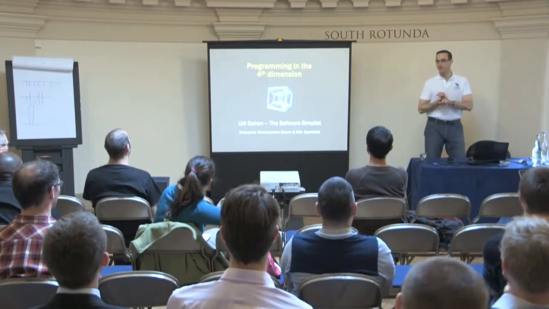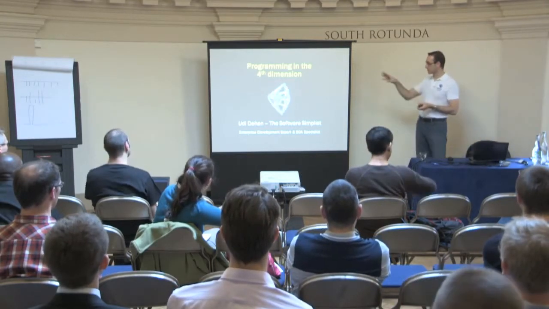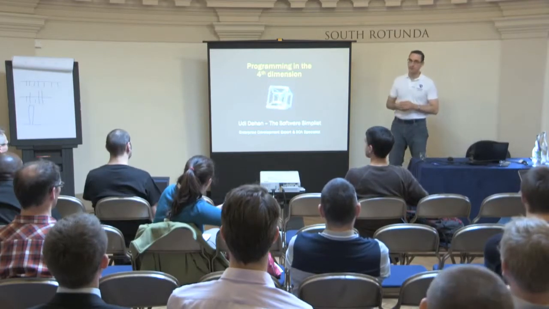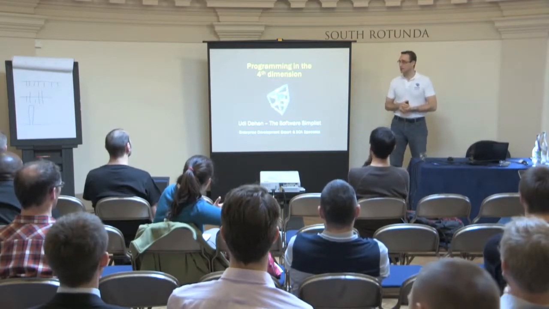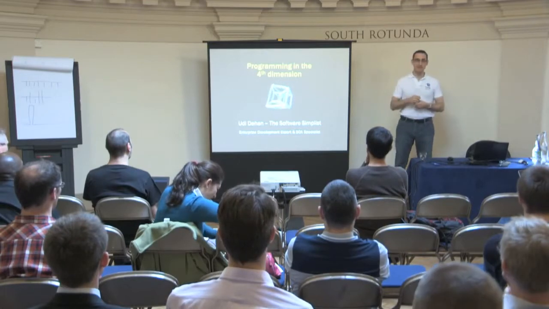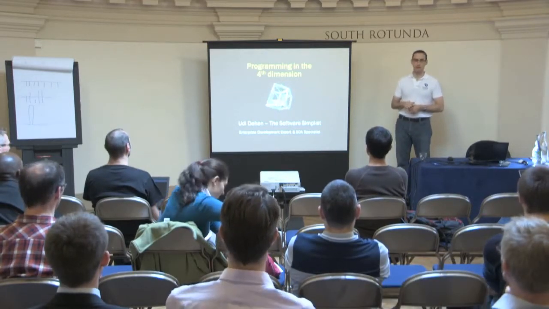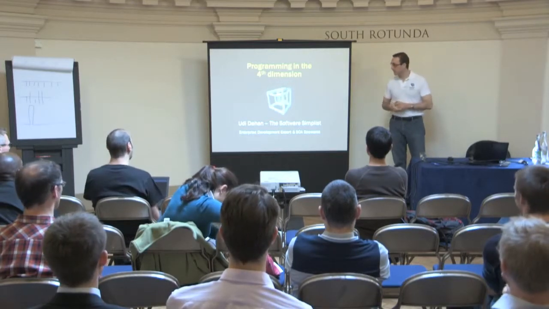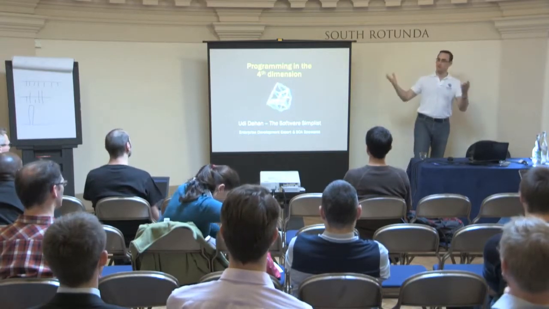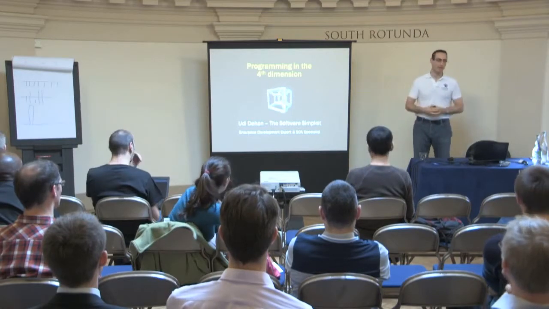We're going to be talking about this thing called programming in the fourth dimension, and this is the little icon that I like to use for talking about the fourth dimension. For those of you who aren't familiar, this is a four-dimensional cube. It's called a tesseract. You can search on Wikipedia and read all about it. The reason that I use it in terms of the fourth dimension is because it has this element of time.